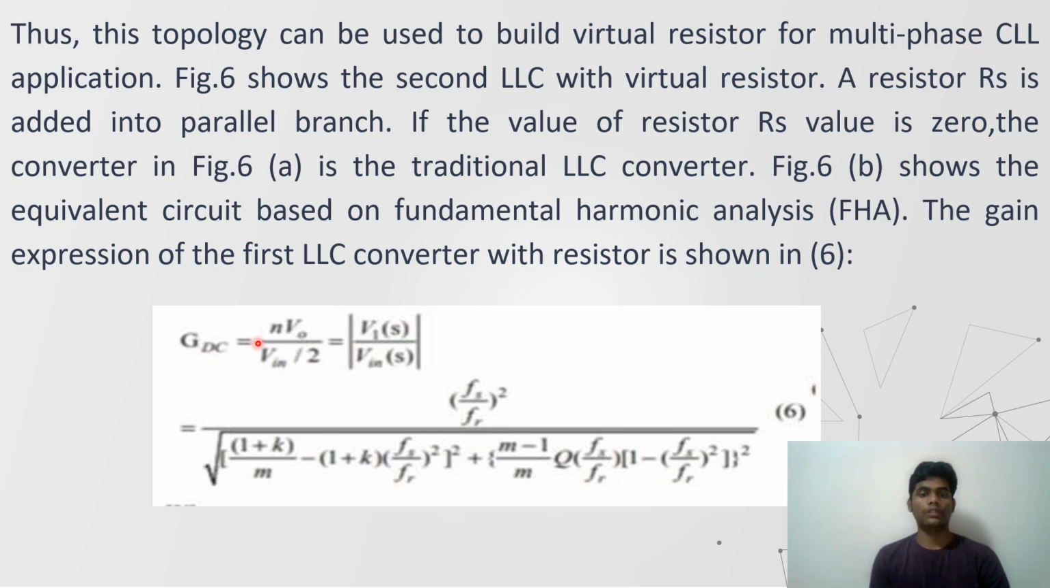GDC is equal to N V naught divided by V in divided by 2, that is equal to the modulus of V1S by V in S, that is equal to Fs by Fr whole square, whole divided by under root of (1 plus k by m minus 1 plus k Fs by Fr square) whole square plus (m minus m q into Fs by Fr) whole into (1 minus Fs by Fr square) whole square.